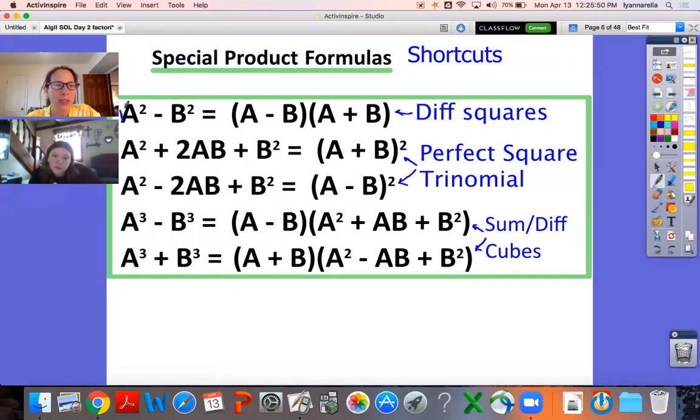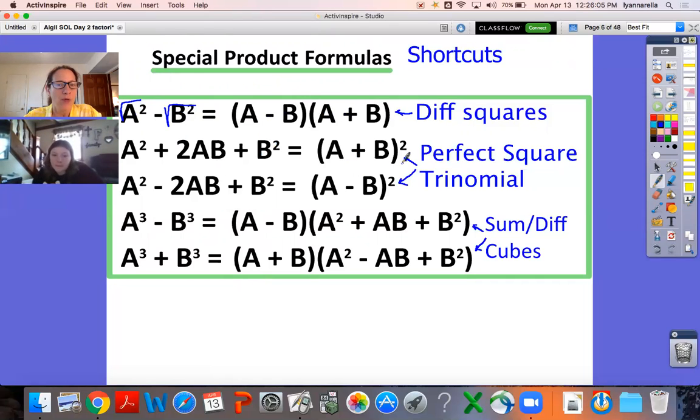So what happens is we take the square root of the first term and the square root of the second term, and whatever the square root of a squared is, you put that in the front of both parentheses. Whatever the square root of b squared is, you put that in the back. And because there's a minus, we have to have a minus and a plus sign, one of each.